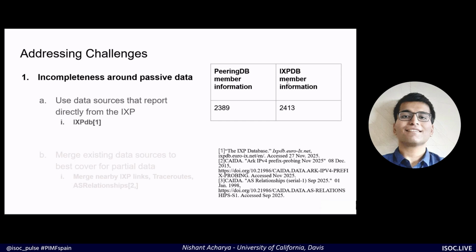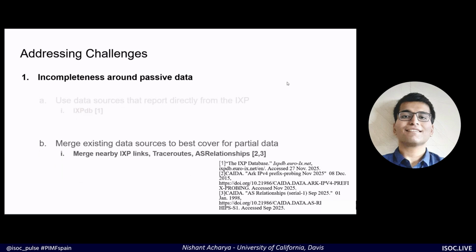But sometimes it is lagging, in which case we use the IXP's own website to get the most up-to-date information. And as you can see, the difference between the member information and the IXPDB information, while not stark, we do have differences and we get more information using IXPDB. The second insight here is to merge the existing data sources to best cover the partial data. Existing data sources, while incomplete, can still give a partial view of the topology landscape. So in this case, we merge the known IXP links, information from historical RIPE Atlas traceroutes, and the AS relationship data from CAIDA.